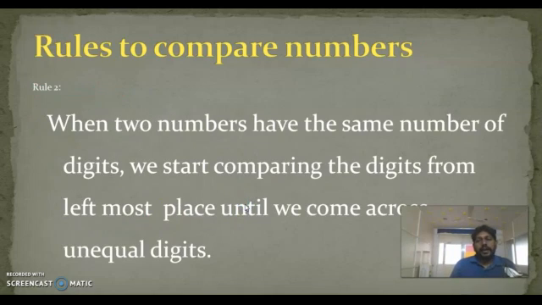Next, we have another rule. Rule number 2: when two numbers have the same number of digits, for example, one number has 5 digits and another number also has 5 digits, how to compare them? We start comparing the digits from the leftmost place until we come across unequal digits. That means we should start from the left side till we come across unequal digits. Let us see one example.